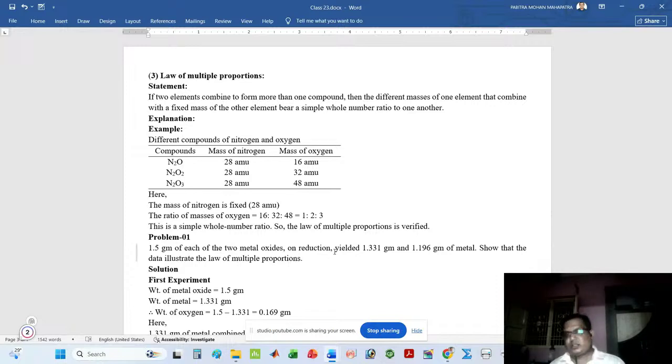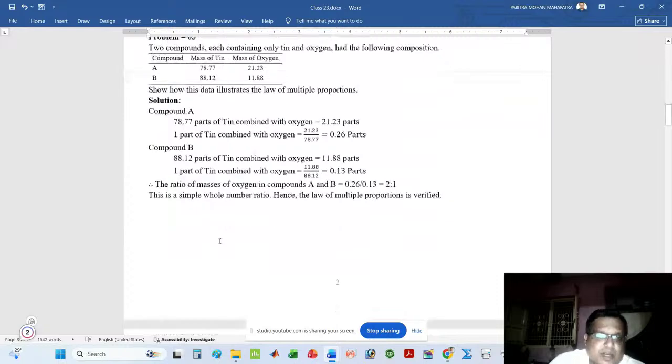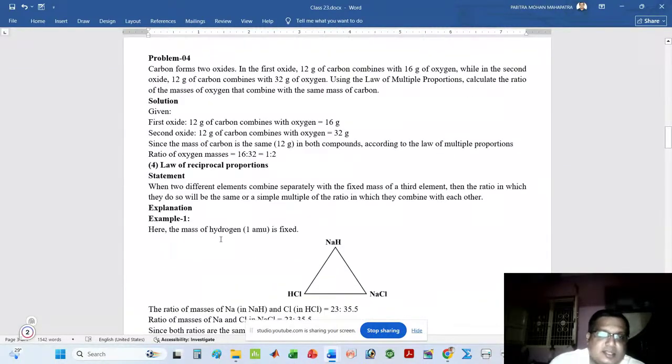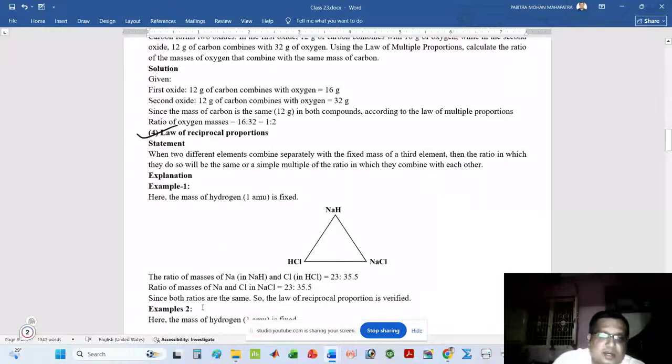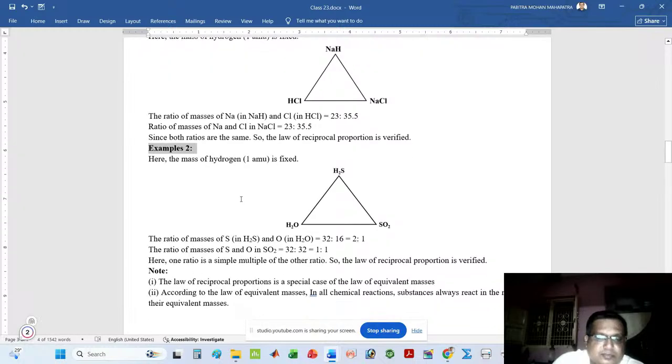Hello students, in the previous class I discussed the third law, that is the law of multiple proportion, and I have also given some problems, and these are the problems I have already solved. Next I discussed another law, that is the law of reciprocal proportion. This is the law of reciprocal proportion. I have given two examples, example 1 and example 2.